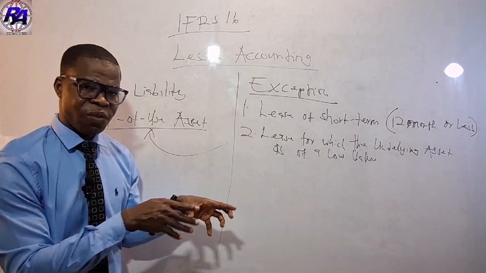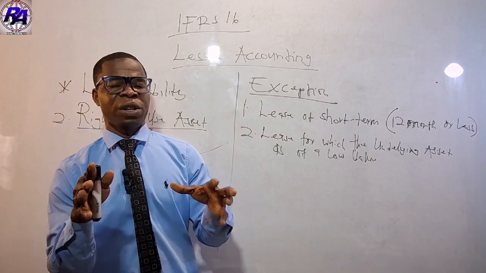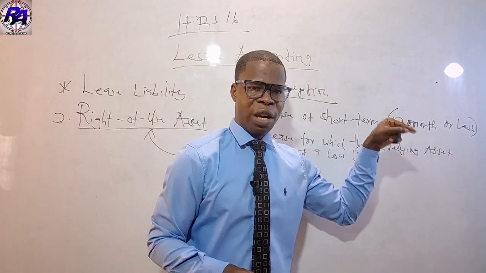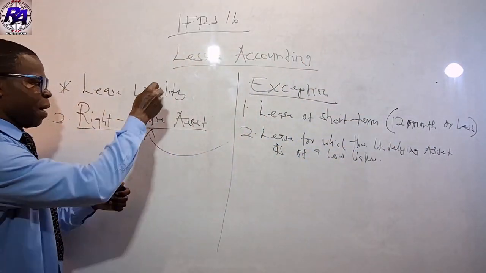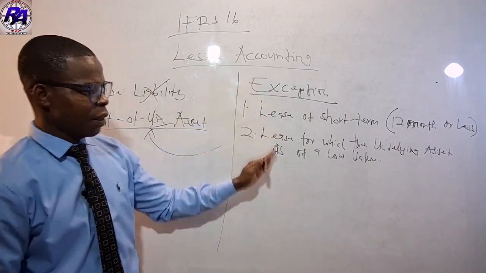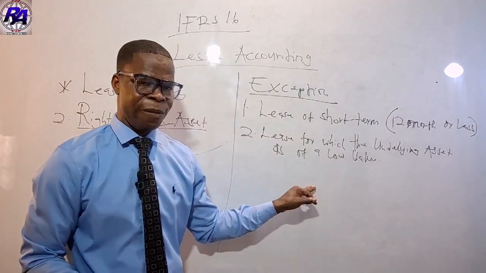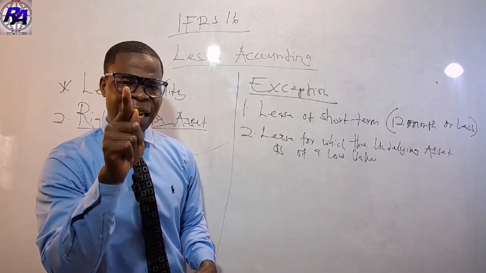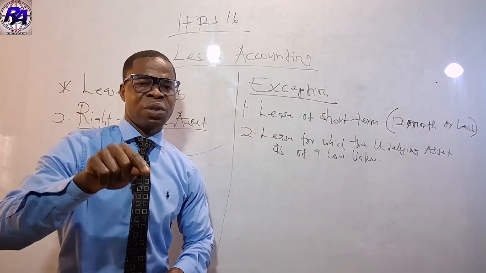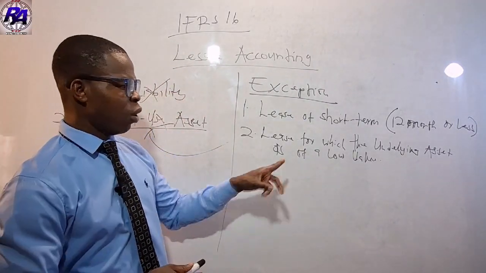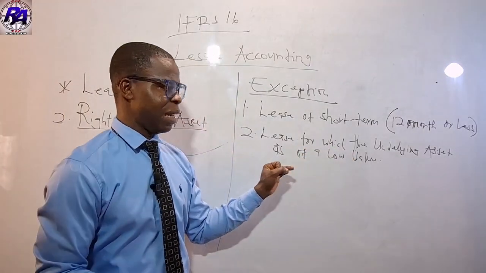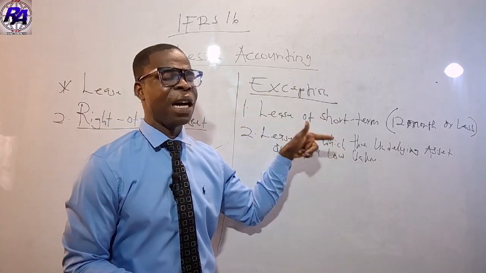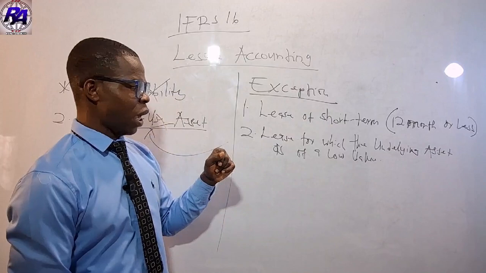If the lease contract we are considering in the question has a lease term of about 12 months or less, then the lessee must not come here. The lessee will account for that lease using a different approach. I will talk about it in a moment. And also, if the underlying asset for which the lease contract was undertaken is of a low value, then the lessee will not account for the lease as a lease liability and right of use asset. So I'm reiterating what I'm saying.